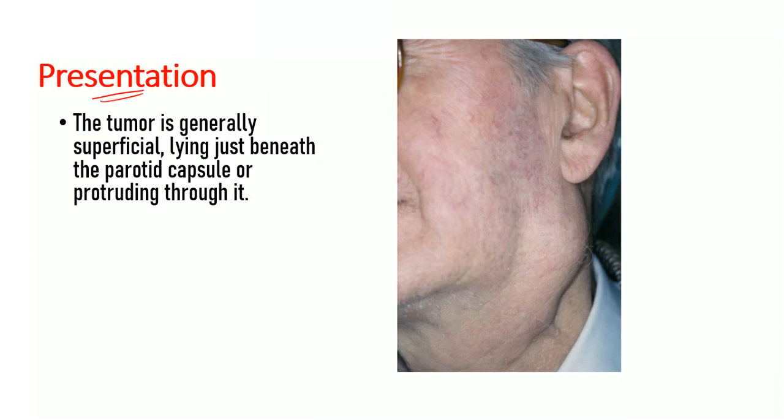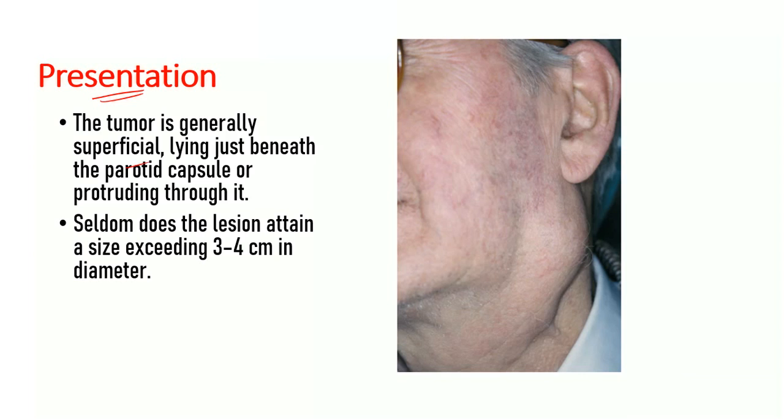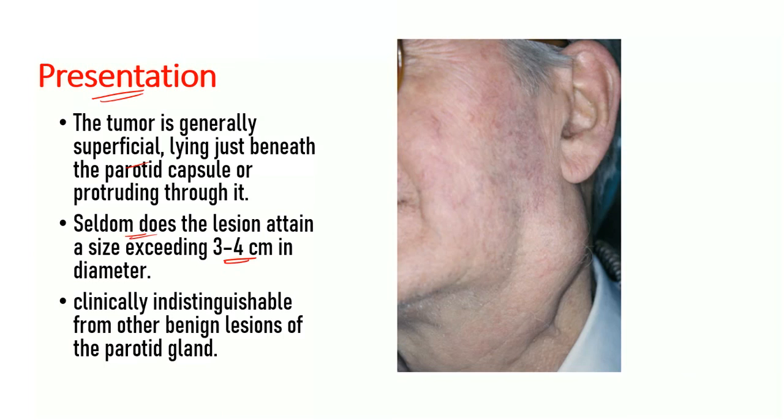In the presentation, again, it is generally superficial, seldom exceeds 3 to 4 centimeters, and it is clinically indistinguishable from other benign lesions of the parotid gland. So here again, you can see that below the ear and behind the angle of the mandible, you have this swelling arising from the lower pole of the parotid.